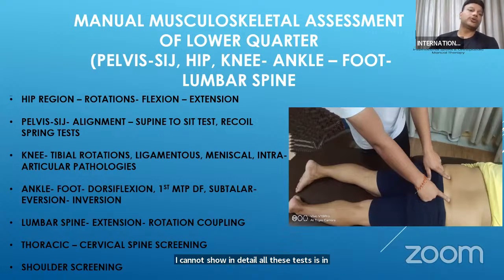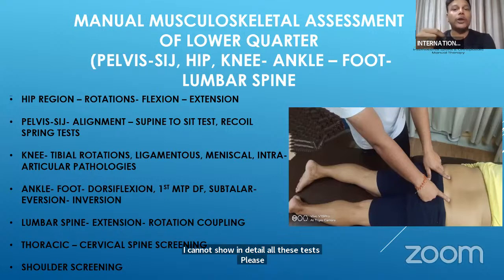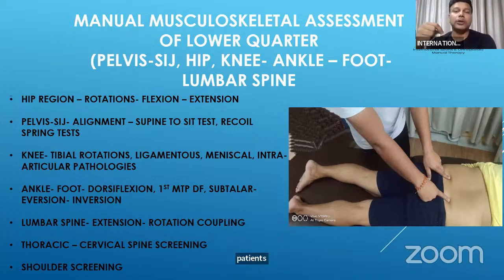But I generally like to start with the patient's hip according to the evidence, because if your hip rotations and extensions are limited, it will have a direct impact on the pelvis and the sacroiliac joint. If your pelvis and the sacroiliac joint is having a problem, then it will have an impact on your lumbar spine, discs, and the facet joints.